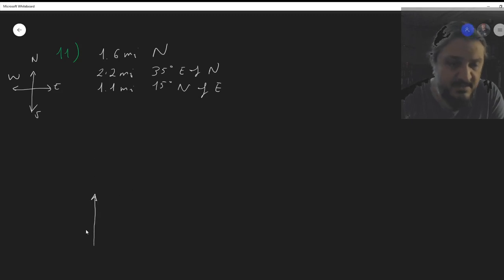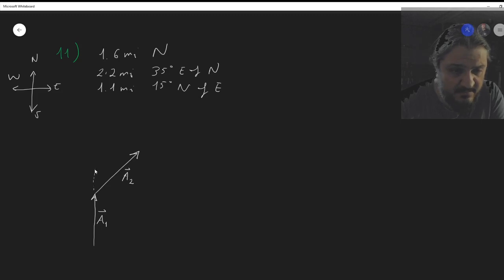Let's give it a name, A1, north. And the next part is 35 degrees east of north. So I'm going to call it A2. But A2 makes an angle of 35 degrees with the vertical, which represents north.